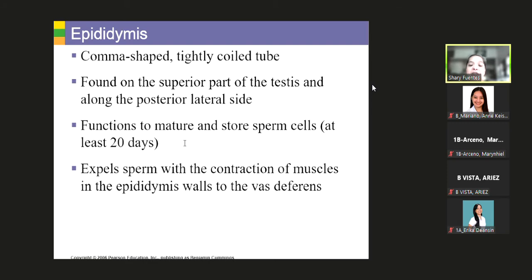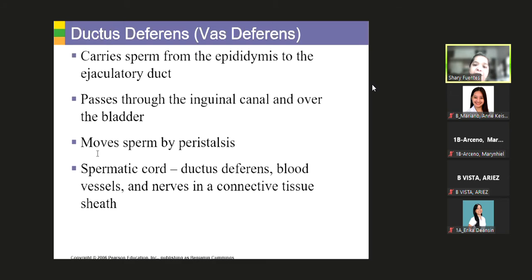Okay? And then during ejaculation, yung mature na sperm na ang ilalabas natin. They will be propelled to the next part, then out. Okay? Through the duct. So they will expel the sperm with the contraction of the muscles of the epididymis down to your vas deferens or your ductus deferens. Okay? So the ductus deferens or the vas deferens, they carry the sperm from the epididymis to the ejaculatory duct. Okay? And they pass through the inguinal canal and over the bladder. Okay, so they move the sperm by peristalsis.